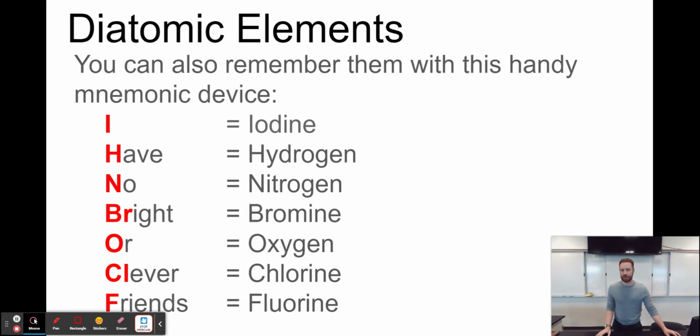Remember, I have no bright or clever friends. If you remember that phrase, then you remember the first letter of each of the diatomic elements. I have no bright or clever friends. Iodine, hydrogen, nitrogen, bromine, oxygen, chlorine, fluorine. Just don't say the phrase so many times that you start to believe it, because that would make me very sad.